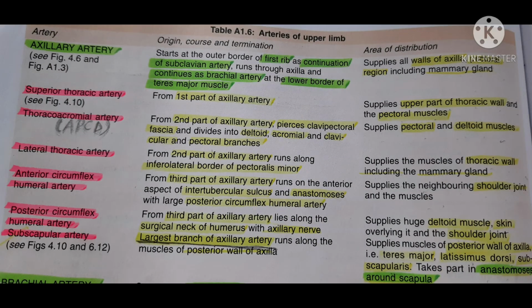Axillary artery origin, course and termination: it starts at the outer border of the first rib as a continuation of the subclavian artery, runs through the axilla and continues as the brachial artery at the lower border of teres major muscle. Area of distribution: supplies all walls of the axilla and pectoral region, including the mammary gland.